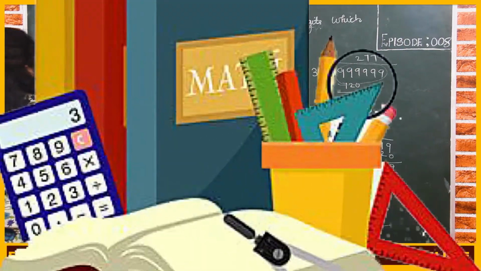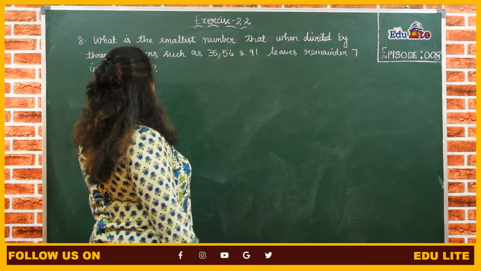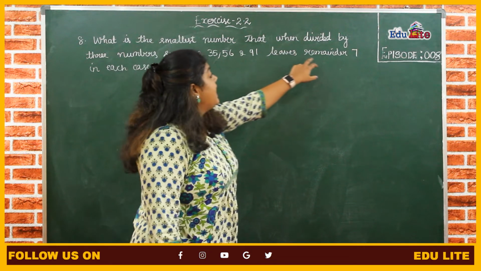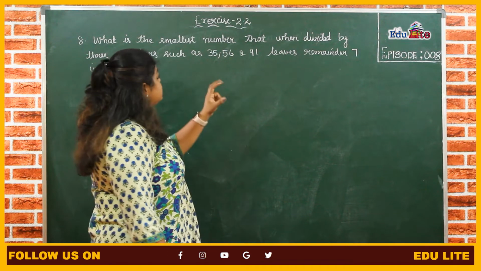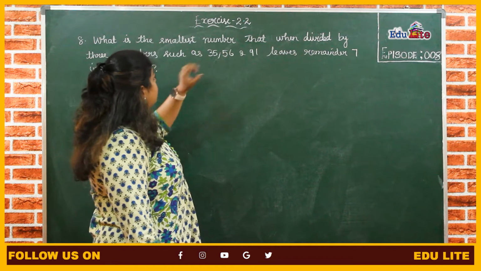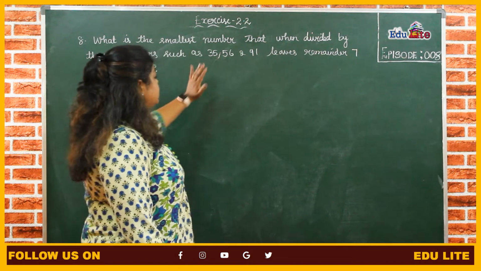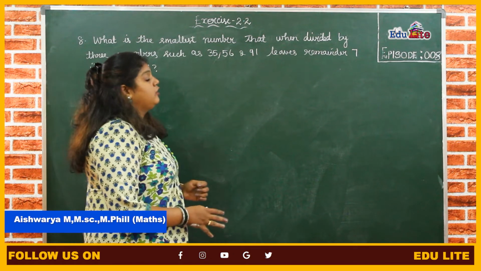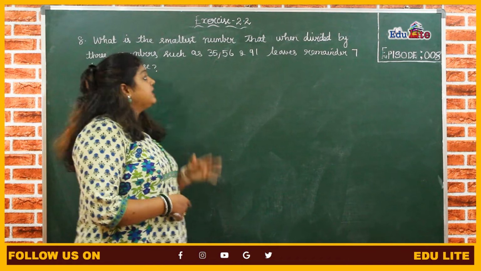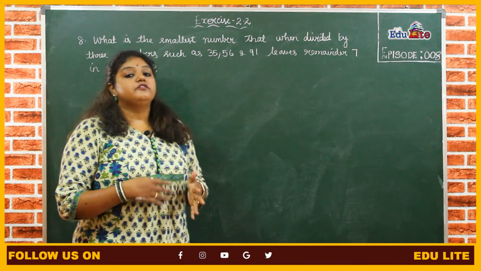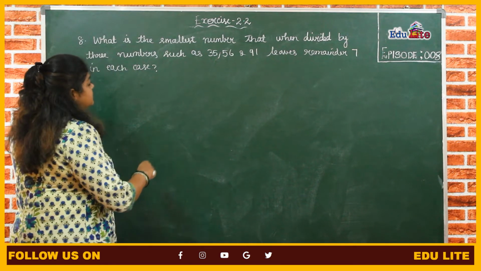Okay. Next question is, we have to find the smallest number which, when divided by the 3 numbers 35, 56, 91, leaves remainder 7 in each case. So we have to find the smallest number which is divided by these 3 numbers, and in all the 3 cases must leave a remainder 7. That is the question given to us. The same method we follow. When we were asked to find the greatest number, we found the LCM of 3 numbers and proceeded. Whereas to find the smallest number also, we have to follow the same steps. That is, we have to find the LCM of these 3 numbers first. To find the LCM of these 3 numbers, what do we have to do?